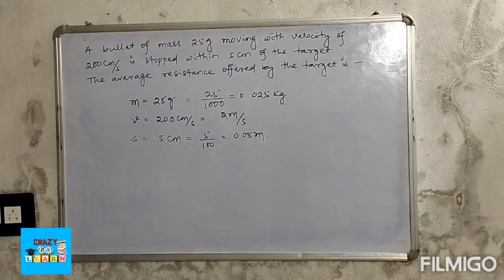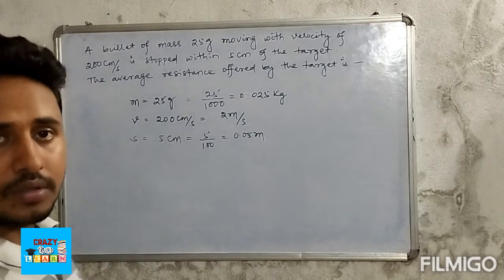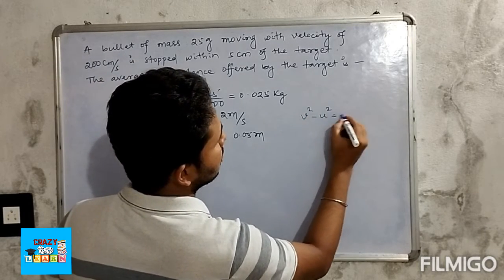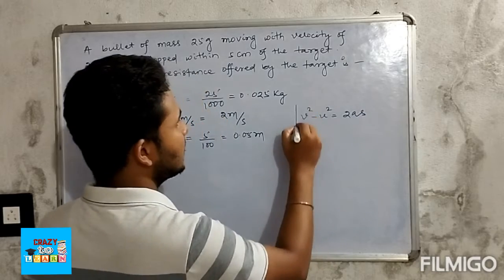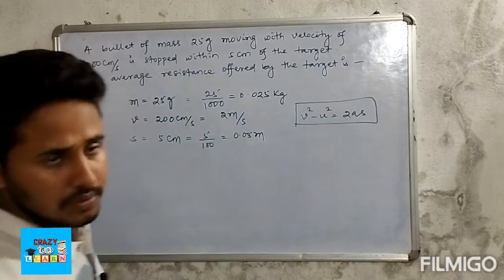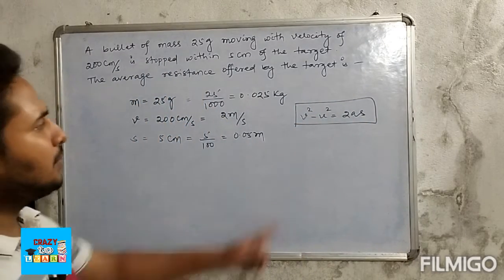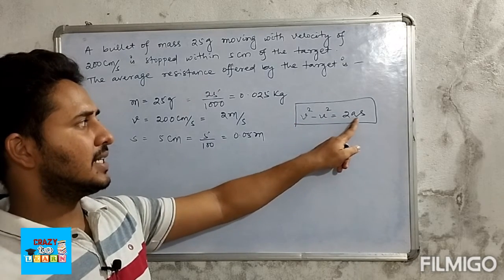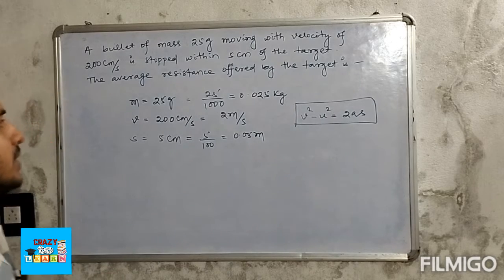Then from the equation of motion, we know that v square minus u square is equal to 2as. All of you know this equation. This is the equation of motion. What does v represent here? Final velocity. u represents the initial velocity. a is the acceleration. s is the displacement.